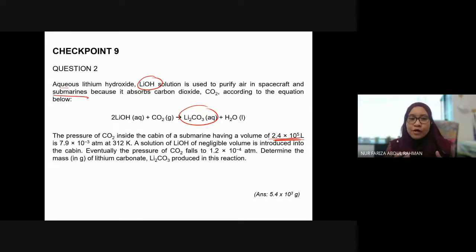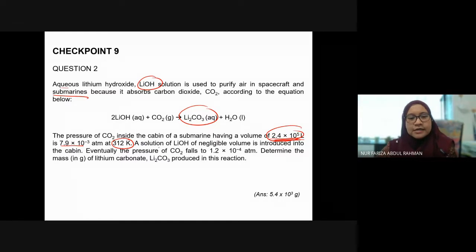It follows the volume of the container, or the volume of the vessel, which in this case is the volume of the submarine itself. Okay, the submarine itself. So the pressure for this volume is 7.9 times 10 to the power of -3 at this temperature.